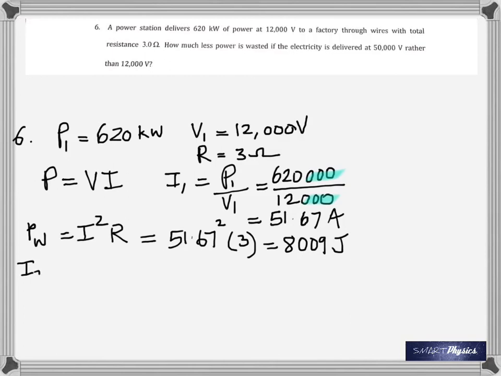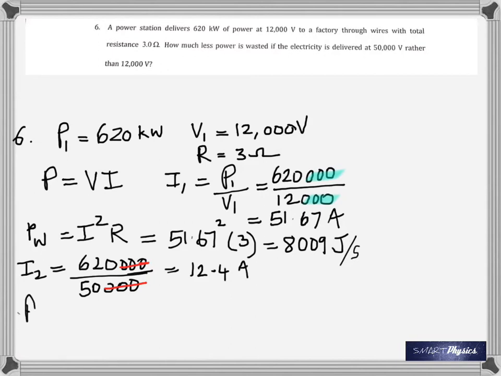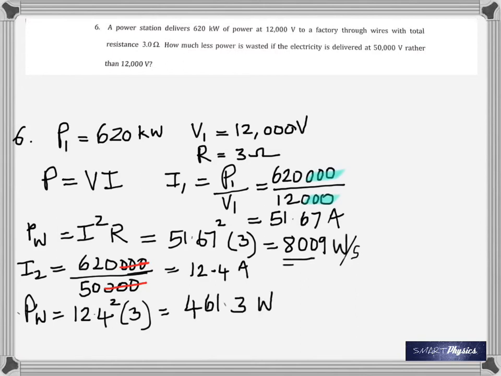Now do the same. Find the current when you send it at 50,000. The current is going to be much smaller, of course, 12.4 ampere. In this case, the power wasted is the square of that current times 3, which is only 461.3. What a big difference. So the change is the difference between the two.